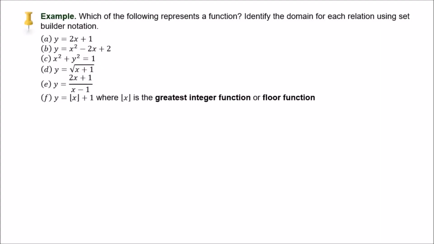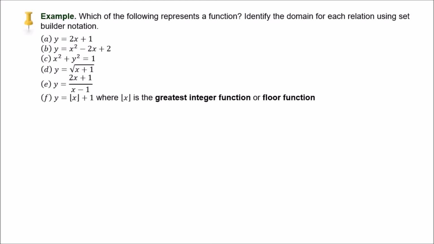Example: which of the following represents a function? Identify the domain for each relation using set builder notation. Letter A, y equals 2x plus 1. Letter B, y equals x squared minus 2x plus 2. Letter C, x squared plus y squared equals 1. Letter D, y equals square root of x plus 1. Letter E, y equals (2x plus 1) all over (x minus 1). Finally, letter F, y equals the floor function of x plus 1.